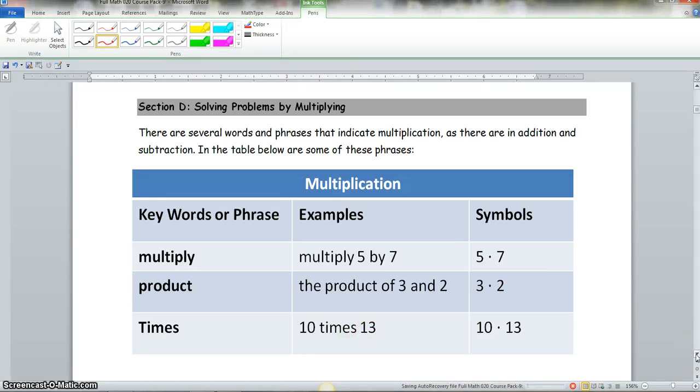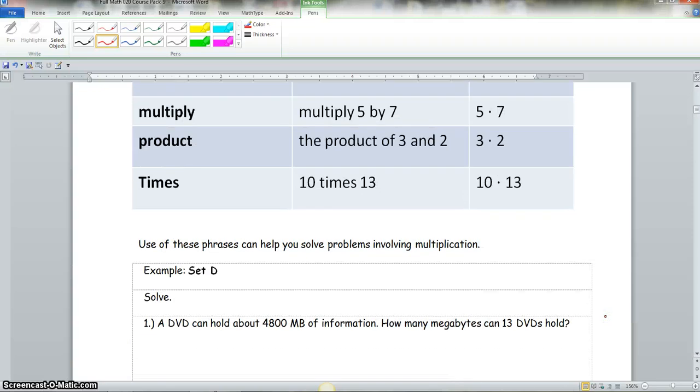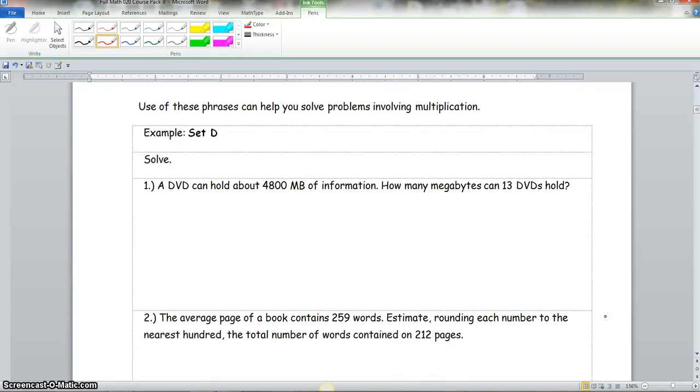Okay, so now we need to scroll down to example set D. It says use these phrases. Use of these phrases can help you solve problems involving multiplication. We have example set D. Solve. A DVD can hold 4,800 megabytes of information. How many megabytes can 13 DVDs hold? Now this will be a multiplication problem. We have 4,800 times 13.